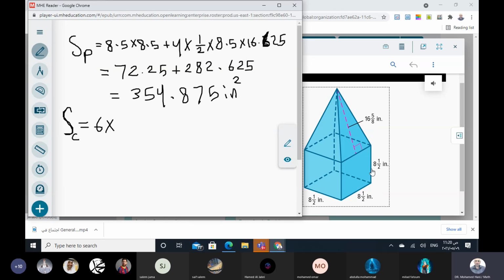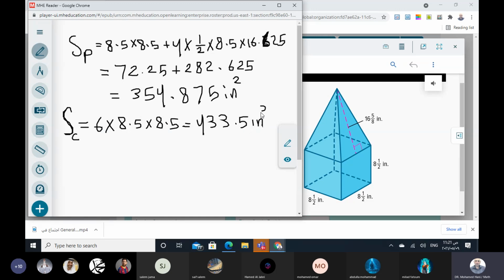What is the area of one face? The type of the face will be a square. So to find the area, side times side, means 8.5 times 8.5. So we can calculate now. We have 6 times 8.5 times 8.5. So the answer will be 433.5 inch squared.